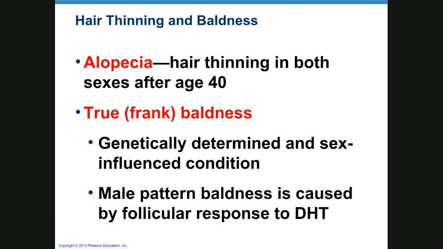What we actually call baldness is a genetically determined condition. It's a sex-linked condition, and that's typically due to testosterone. Some of the testosterone gets converted to a substance called DHT, dihydrotestosterone, which is damaging to hair follicles. So that's essentially what happens during baldness. Okay.